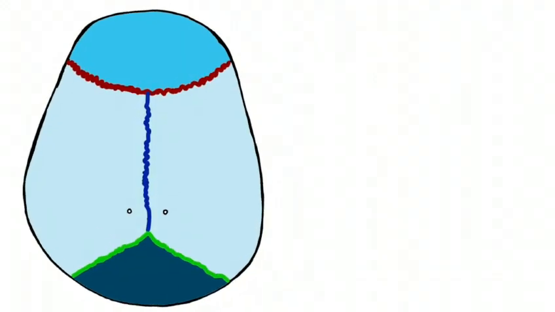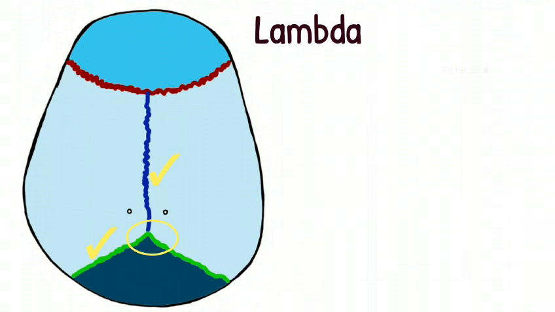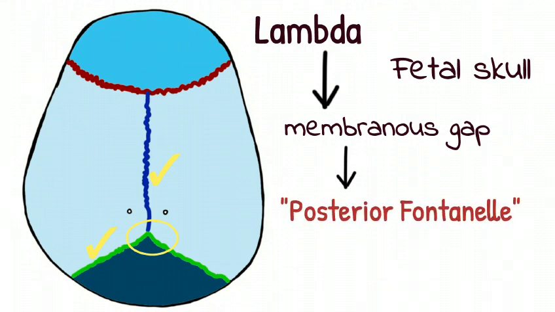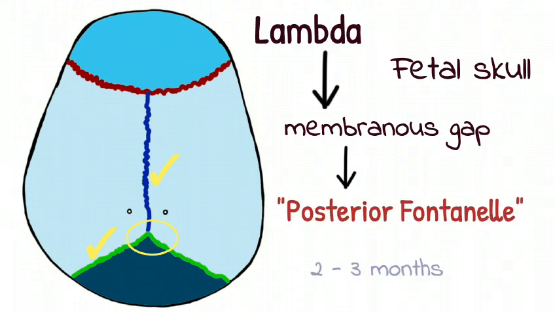The meeting point between the sagittal suture and the lambdoid suture is the lambda. In the fetal skull, at the site of lambda, there is a membranous gap called the posterior fontanelle, which fuses when the baby is 2 to 3 months of age.